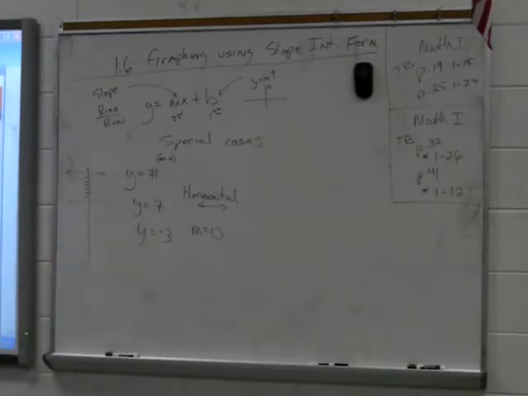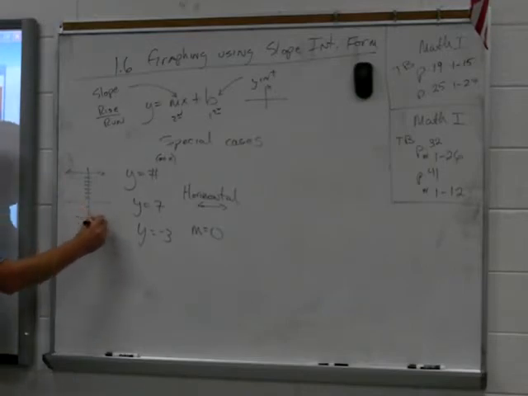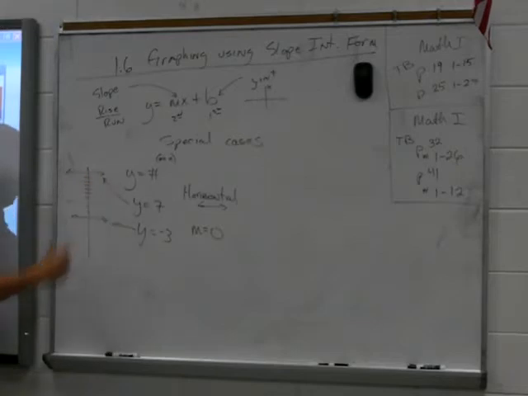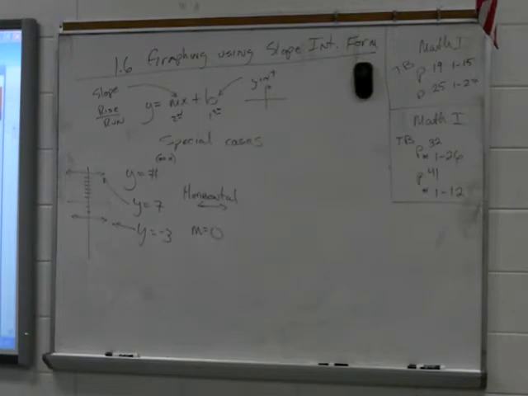How about y equals -3? What do I do there? Down 3 and draw what kind of line? Horizontal. 1, 2, 3, and there's your line. There's y equals -3. There's y equals 7. Questions? Anybody have any questions on graphing using slope-intercept?